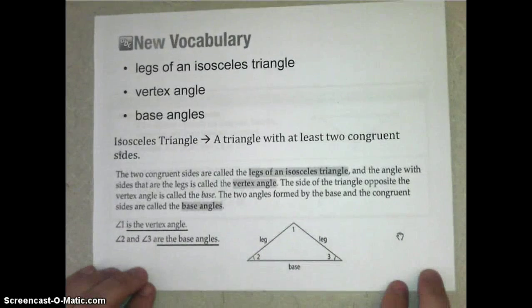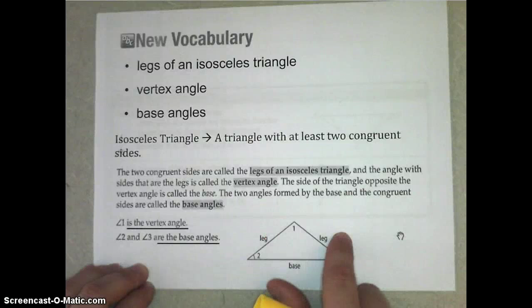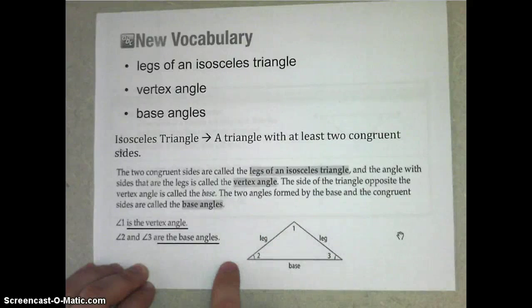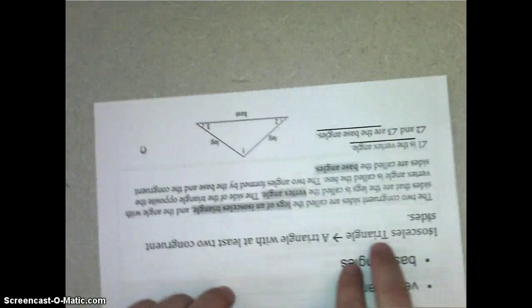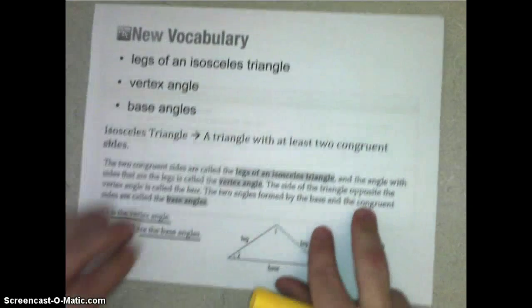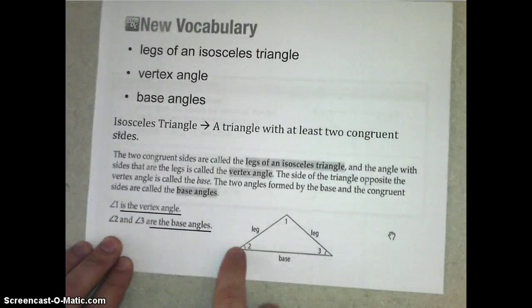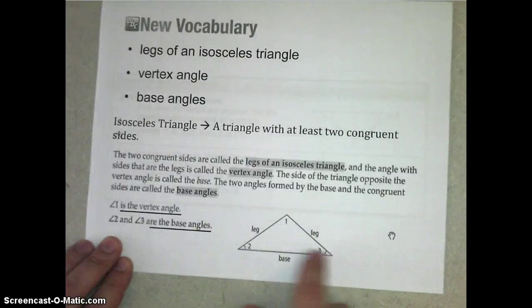So let's just try and visualize this. In this triangle, these are your legs, these are the congruent sides. They form angle 1, so angle 1 is called the vertex angle. And then the base, along the bottom here, doesn't always have to be the bottom. I can very easily turn this upside down. Now it's the top, but it's still called the base. The base is the side that is opposite the vertex angle, and these two angles along the base, formed by the base and one of the two congruent legs, are called base angles.